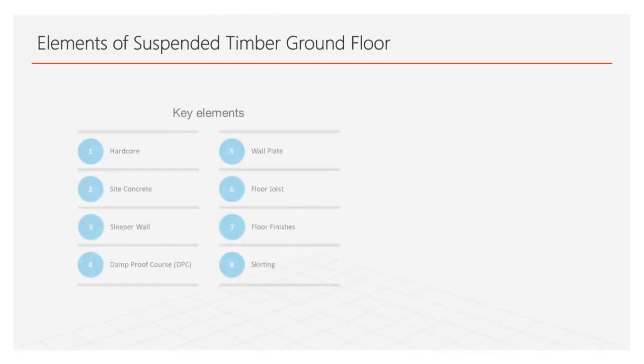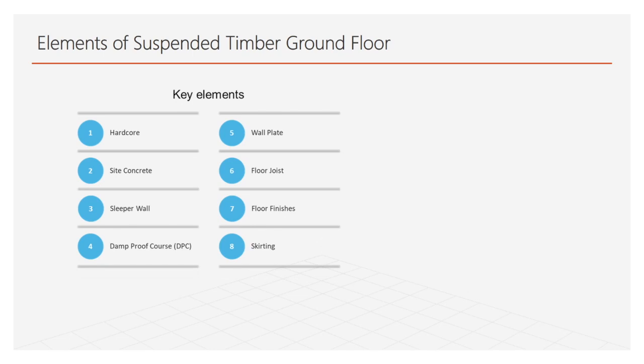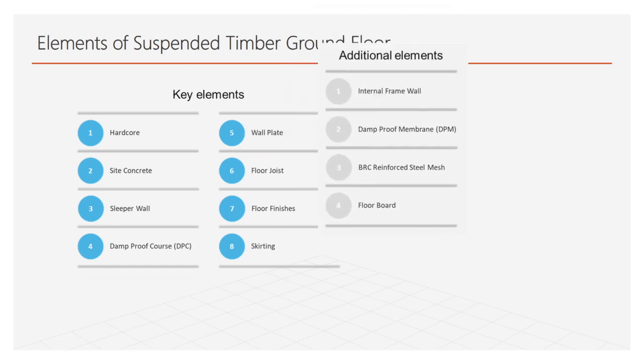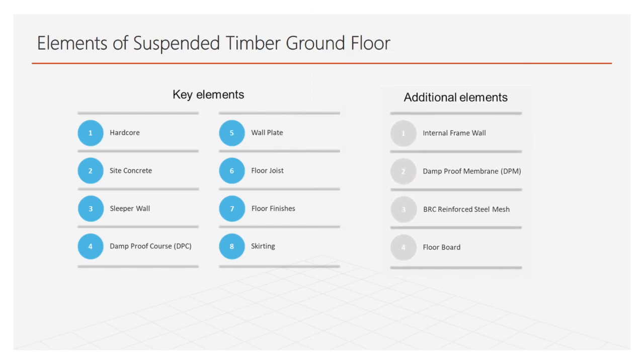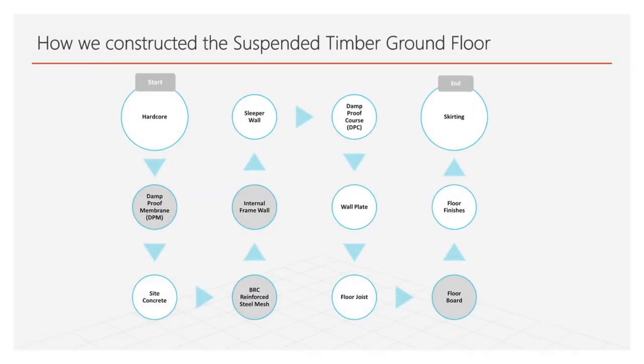There are 8 key elements when it comes to suspended timber ground floor. Number 1 is hardcore, number 2 is site concrete, number 3 is sleeper wall, number 4 is damp-proof course, number 5 is wall plate, number 6 floor joists, number 7 floor finishes, and number 8 is skirting. In order to build the model, we added 4 additional elements, which are internal frame wall, DPM, BRC reinforced steel mesh, and floorboard. The suspended timber ground floor model has been constructed by applying 12 steps.